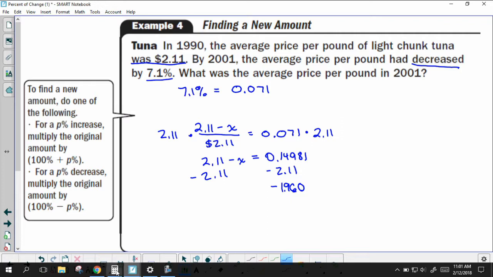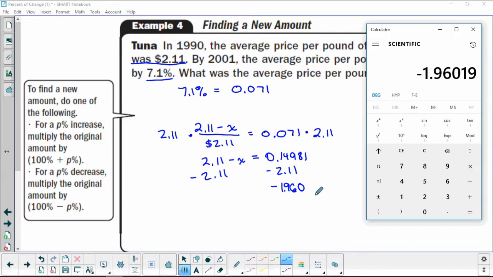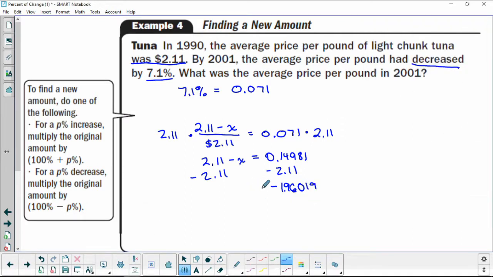Now, when I get rid of that, what was the rest of that decimal? Sorry. 1.96019. Got it. Once I got rid of that $2.11 there, I have negative x. If negative x is a negative number, then positive x is positive 1.96019. But we're going to round to the nearest cent. It's $1.96.